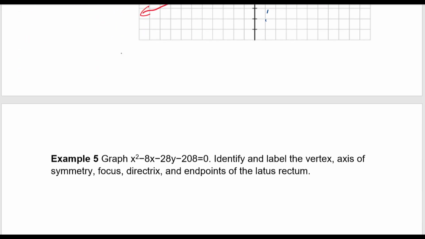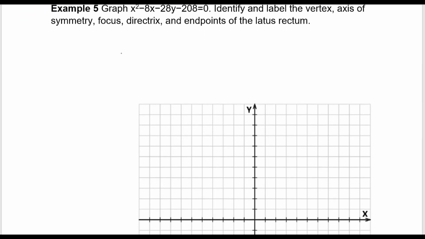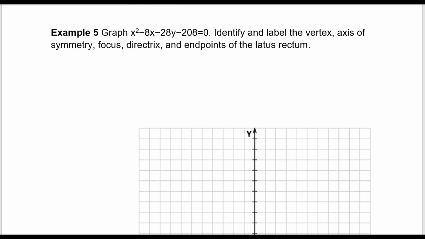Okay, let's do example 5. Graph x squared minus 8x minus 28y minus 208 equals 0. So we have to solve this and put this in the right format. So let's get the x terms on one side. x squared minus 8x. I'm going to move the minus 28y and the minus 208 to the other side. So, equals 28y plus 208.